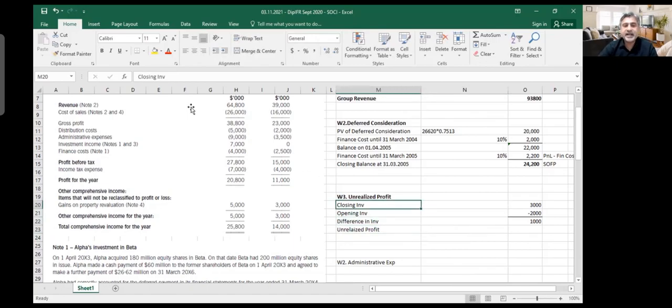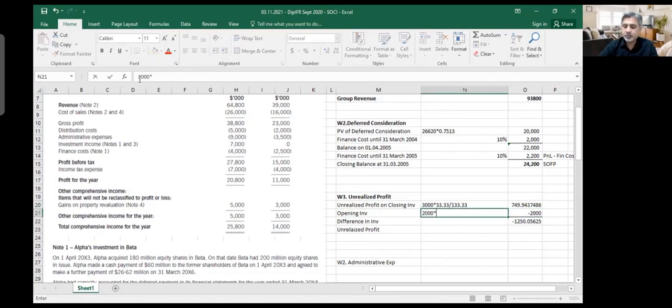For example, you can say unrealized profit on closing inventory. Unrealized profit on closing inventory, and you should say 3 million into 33. 1/3 means 33.33%. 33.33 divided by 133.33, like 25 divided by 125, if you remember the same logic. So 33% I'm taking. And then I take here 2000 into 33.33 divided by 133. Sorry? 25%. Yeah, it's the same thing, but we are following the same logic.